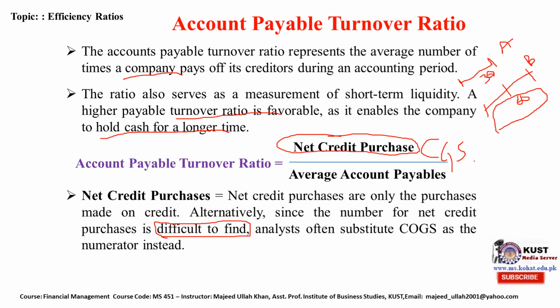Average account payable, as I discussed earlier, if two years of data are available, you add the account payable for the earlier year and the account payable for the current year, and then divide by 2. You will get the average account payable, as I told you in the earlier portion of the lecture how it is calculated.